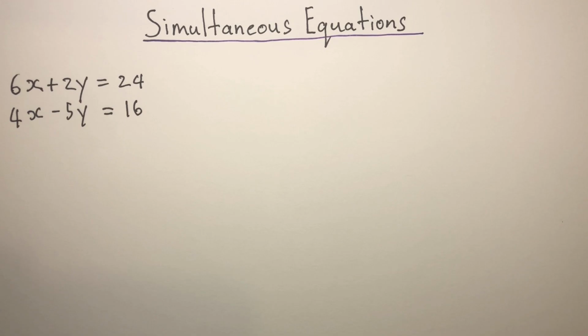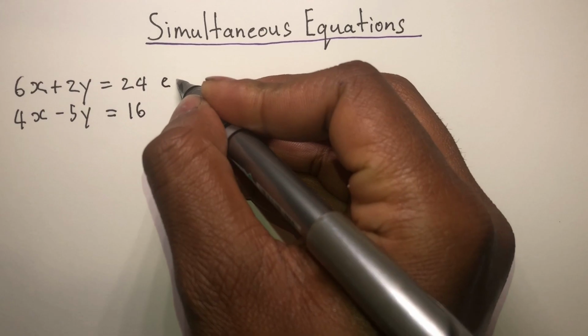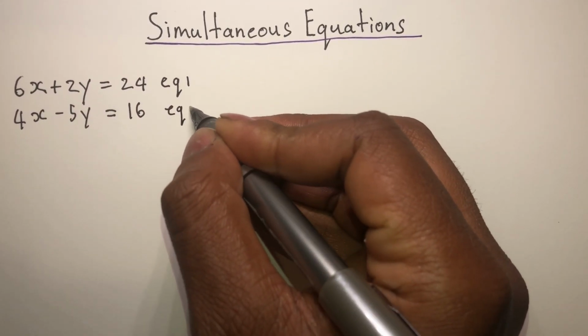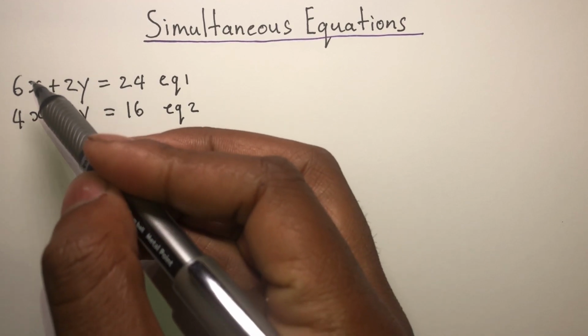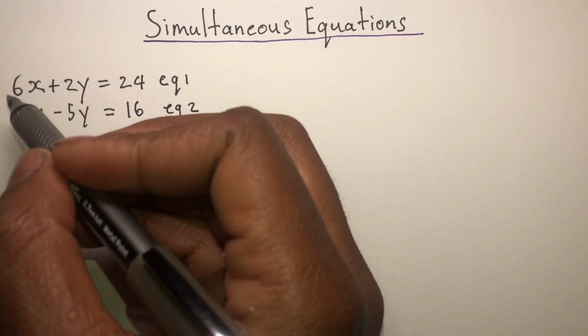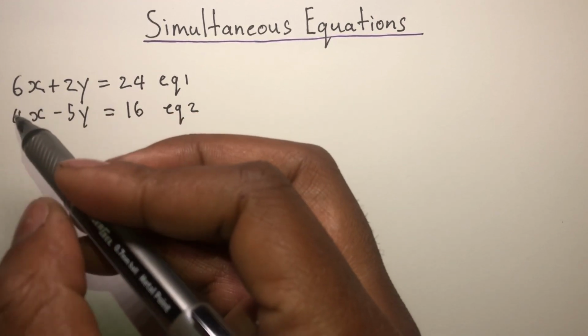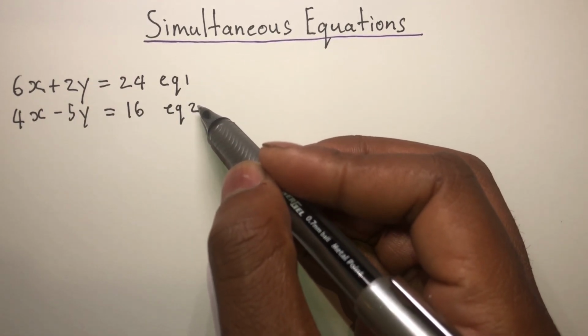So the first thing we're going to do is label our equations: equation 1 and equation 2. Next, we're going to look at the coefficients of our x terms, and we see that the coefficient of our x term in equation 1 is 6, and the coefficient of our x term in equation 2 is 4.